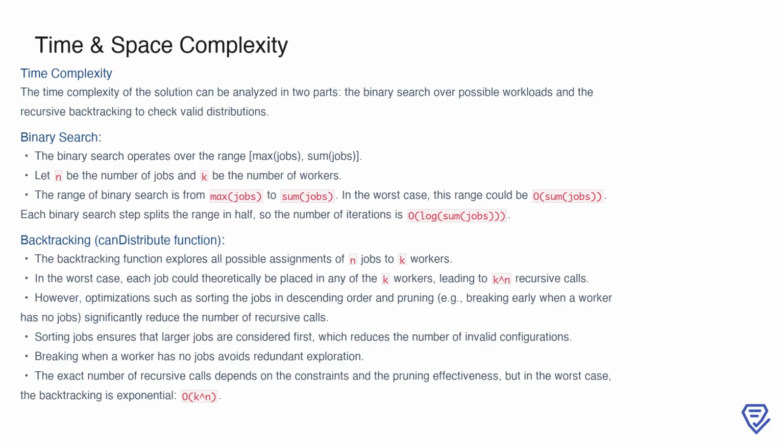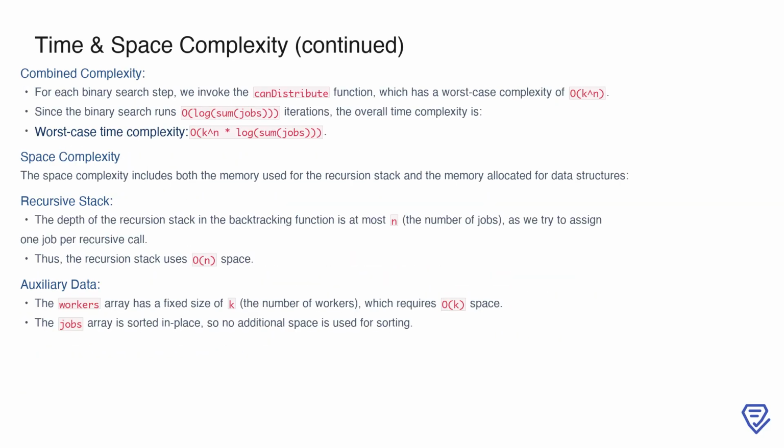Even with these optimizations, the worst-case time complexity of the backtracking component remains exponential at O(k^n). When combining these 2 parts, for each binary search step, we invoke the canDistribute function. Since binary search requires O(log(sum(jobs))) iterations and each invocation of canDistribute has a worst-case complexity of O(k^n), the overall time complexity becomes O(k^n * log(sum(jobs))).